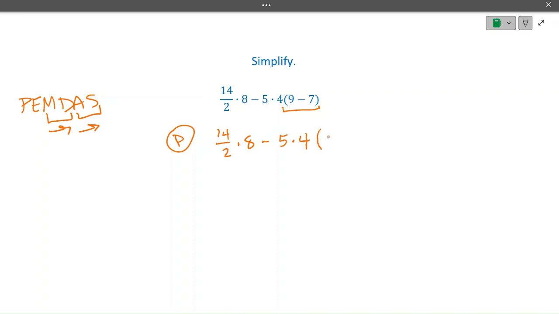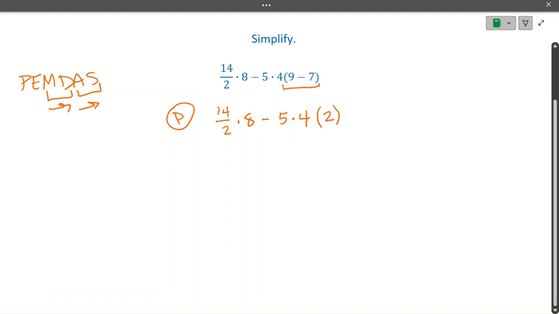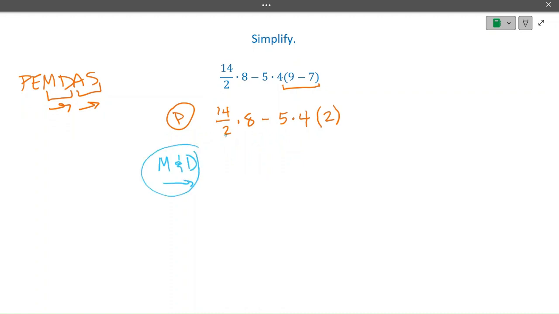Okay, 9 minus 7 is 2. Okay. All right, and that has just turned into multiplication. The parentheses are simplified as much as they can be. I am moving to exponents and I see none, so we don't need to do that step. And now I'm going to work from left to right doing multiplication and division. So starting with 14 divided by 2 is 7. 7 times 8, I'm going to just write that and we'll have to come back and do that.